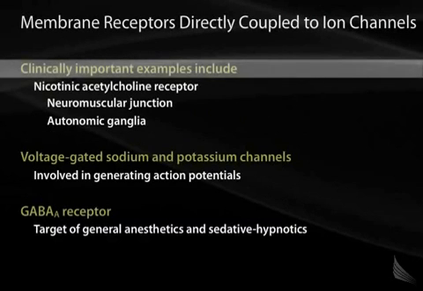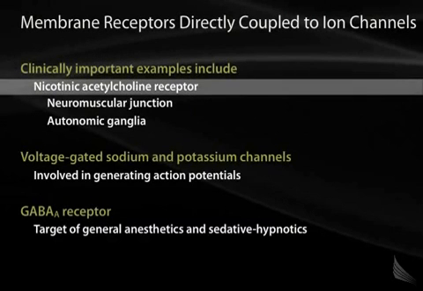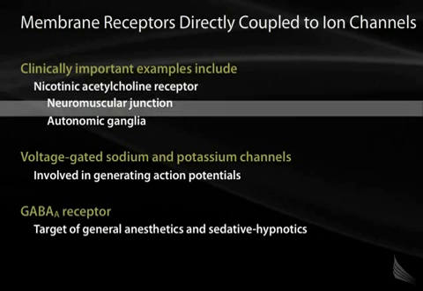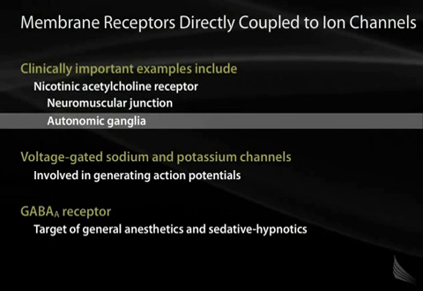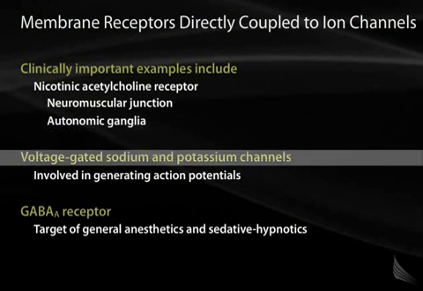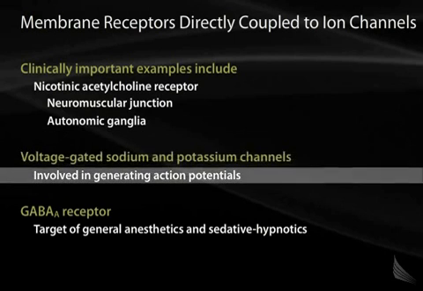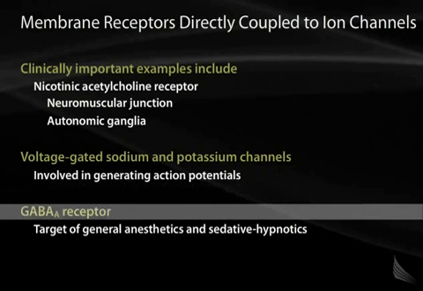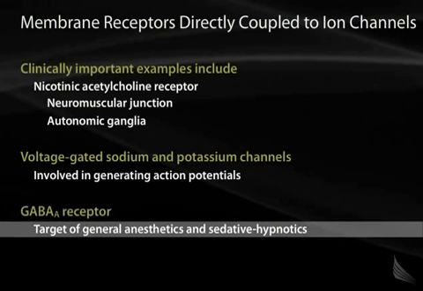Some very important examples of this would be the nicotinic acetylcholine receptor. This acetylcholine receptor at the neuromuscular junction and at autonomic ganglia is actually an ion channel. Other examples would be voltage-gated sodium and potassium channels, which are very important in neurons and muscle cells for generating action potentials. Another example, which we already talked about, is the GABA-A receptor, which is actually a chloride channel, which is a target of sedative hypnotic drugs such as benzodiazepines and general anesthetics.